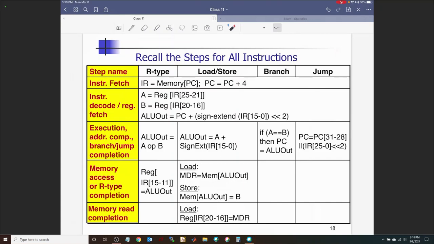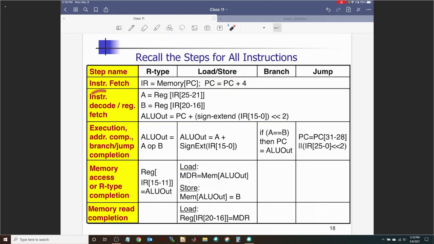For example, if you are doing instruction fetch, for all types of instructions, you are doing things the same. You are taking whatever is in the memory at the location of program counter and putting it into the instruction register. You are also updating the program counter by 4. You are adding PC equals PC plus 4. That's your instruction fetch.